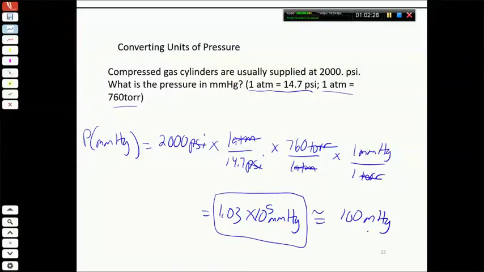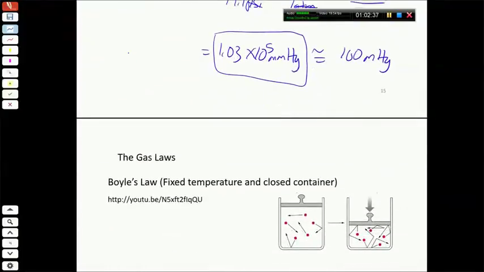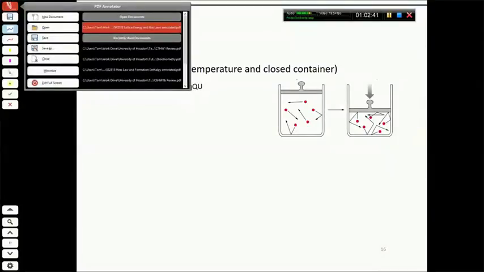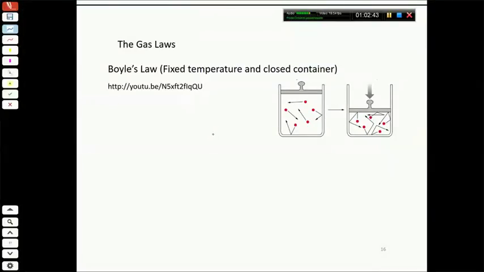All right, so let's now talk about relationships between different properties of gases. So we hopefully understand what pressure is and how to measure it. Let's see how the pressure is affected by different parameters. So if I can do this efficiently, we're going to pull up some videos. So the first thing we're going to talk about is Boyle's law, which is the relationship between pressure and volume.